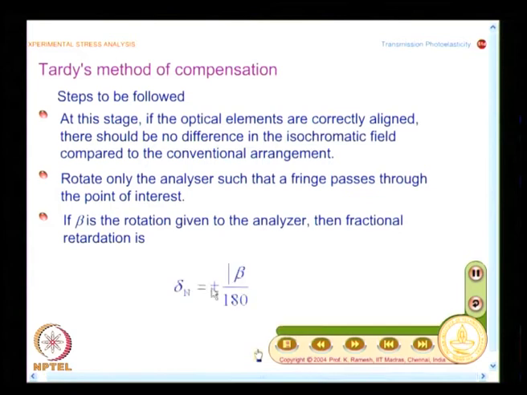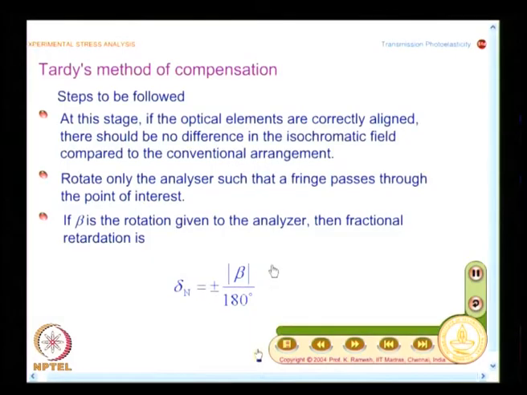And what I said was, suppose beta is the rotation given to the analyzer, then fractional retardation is given in terms of fringe orders. When I write it as simply delta, it is in radians. If I write it delta suffix n, it is in fringe orders, and this is given as beta by 180 degrees, and the sign has to be fixed based on heuristic information. Sign does not come from your mathematical analysis, sign comes from your observation whether the higher fringe order comes and occupies this point of interest or a lower fringe order moves and occupies the point of interest.